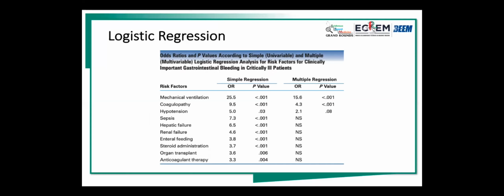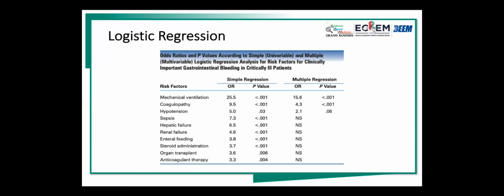But when they did this initial test, they found that there were many different risk factors associated with bleeding: mechanical ventilation, coagulopathy, sepsis, liver failure, renal failure, enteral feeding, steroid administration, right? You can look at all of those p-values less than 0.001, and even the other ones, hypotension is 0.03, anticoagulation therapy, or organ transplant. So that was simple regression, still logistic.